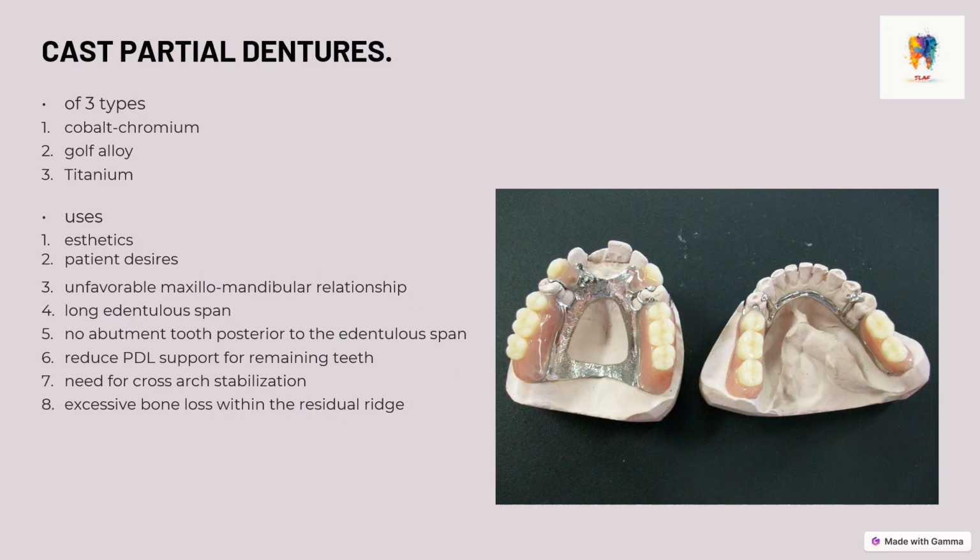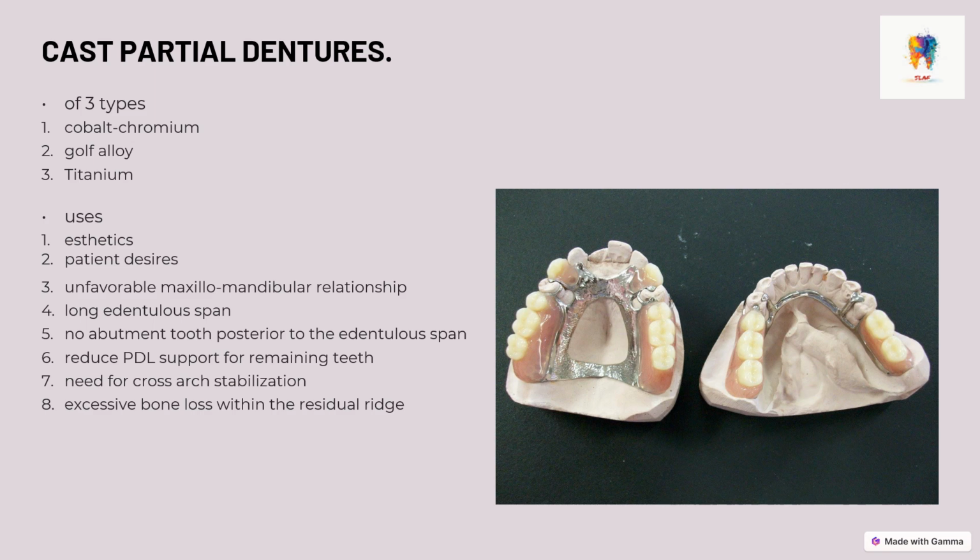So moving on, we have cast partial dentures, that is the second type. Cast partial dentures are the ones that are made of metals. They have three types: cobalt chromium, gold alloy, and titanium. They are used as aesthetic. So the uses of cast partial dentures are that they are aesthetically more pleasing.